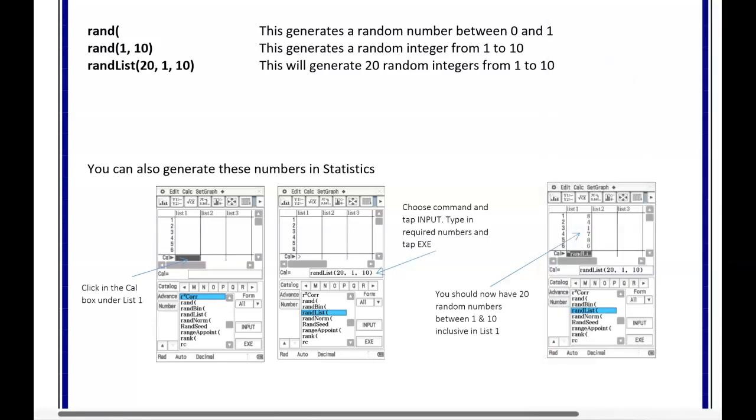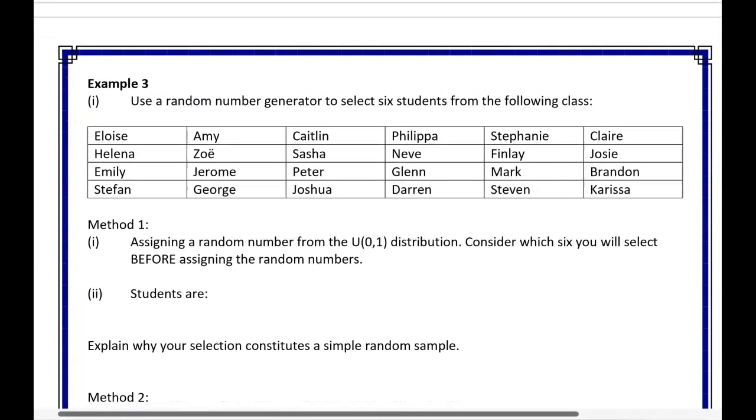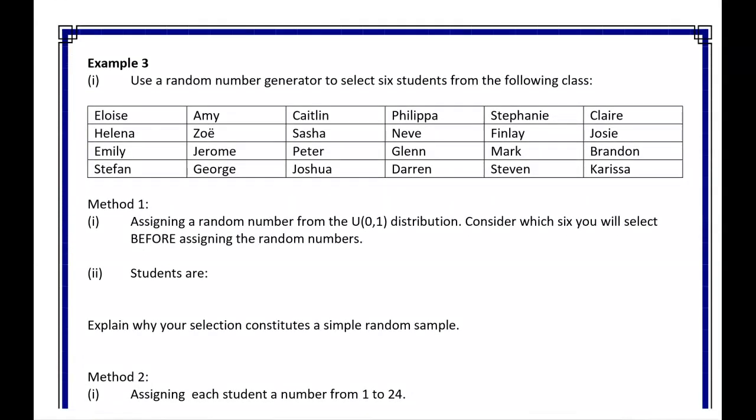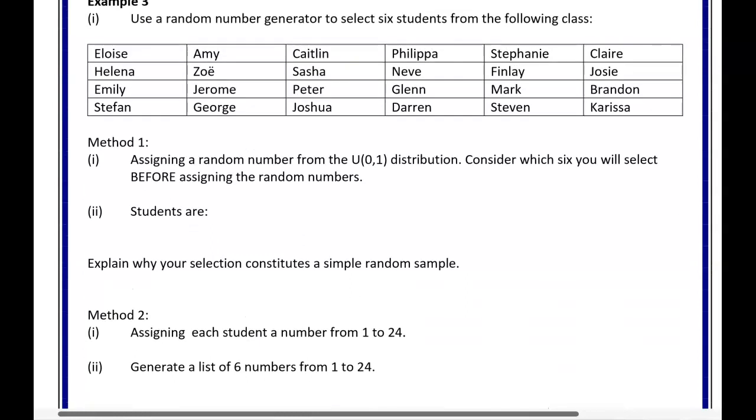All right, so that's just playing around with random numbers, and now we're going to do an activity where we are going to use a random number generator to select 6 students from a class. We're going to do this using 2 methods. Now, there is another method. So the first method we're going to do is assign a random number from the U01 distribution.